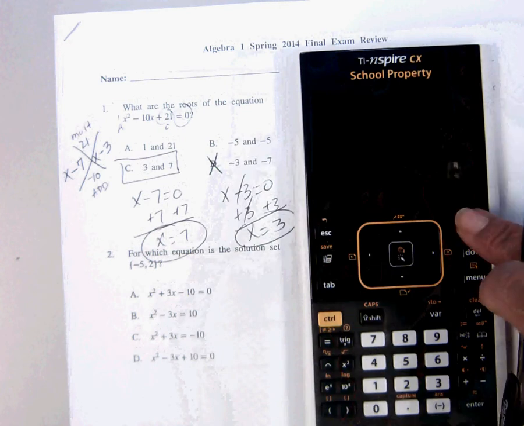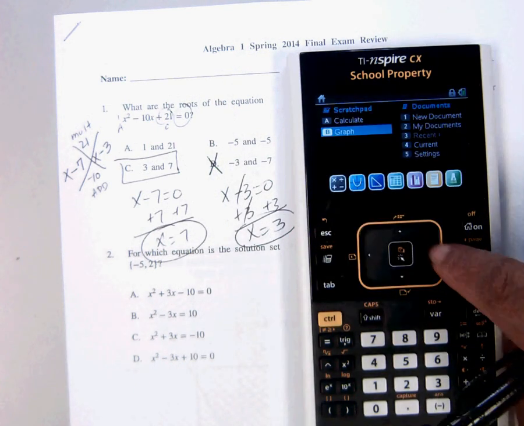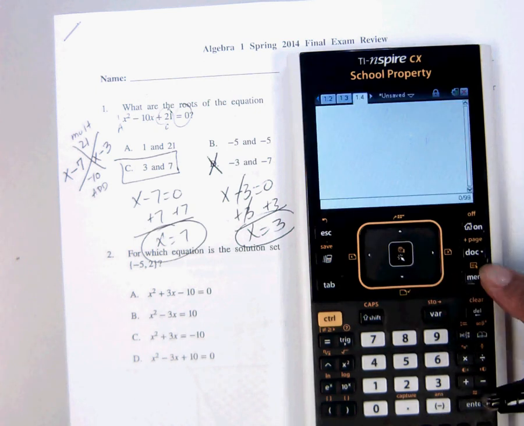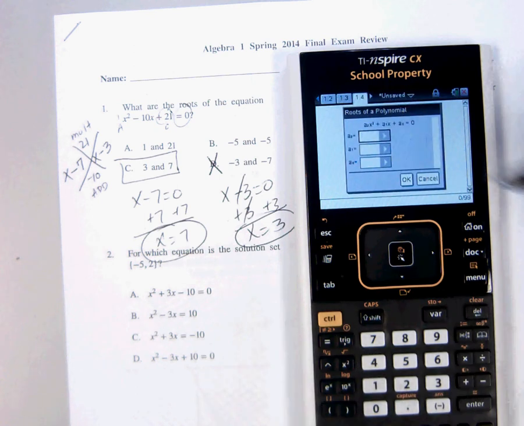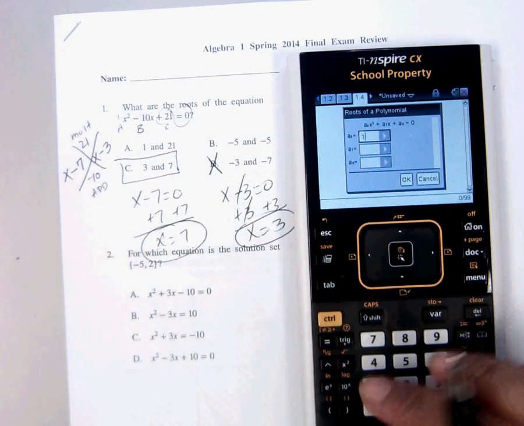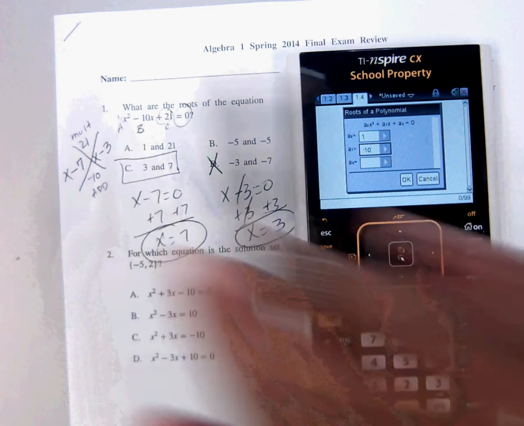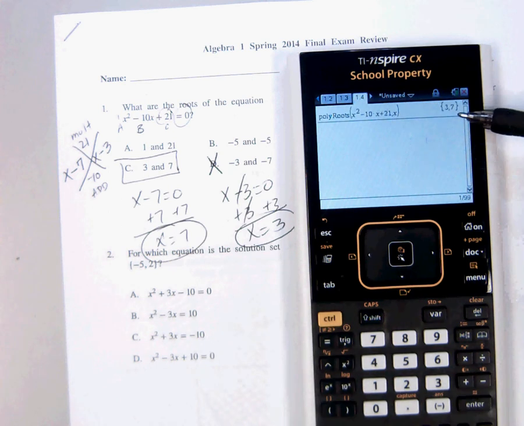For those that say, Miss, can I just use the calculator? Yes, you can. So I'm going to go to menu 3, 3, 1. Yes, correct. Okay, you put in the coefficients. So A, B, and C. We already talked about A being 1. B is negative 10, and C is 21. Enter. There you go. 3 and 7, same answer.